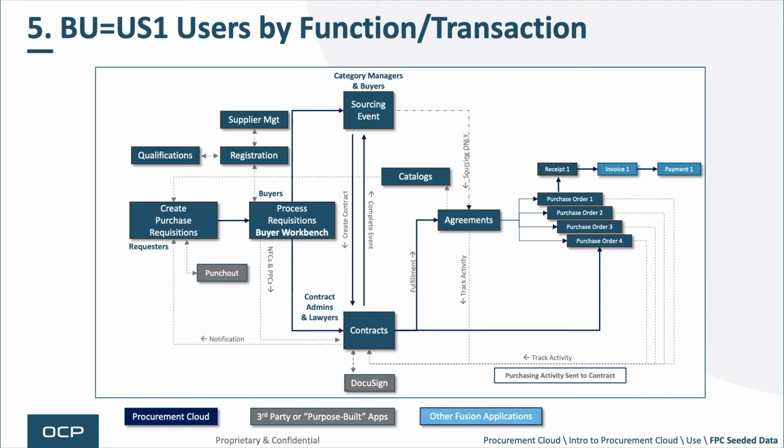5. The BU. We use US1, and this is a look at the users by function/transaction. As you can see, by each of the transactions, take for example, create requisitions, you have a requester. That could be Dustin, as we talked about earlier. It could also be Calvin, who's oftentimes preferred for simplicity's sake. An approver potentially would be James Seller. Each of the different transactions has an author and an approver if necessary.